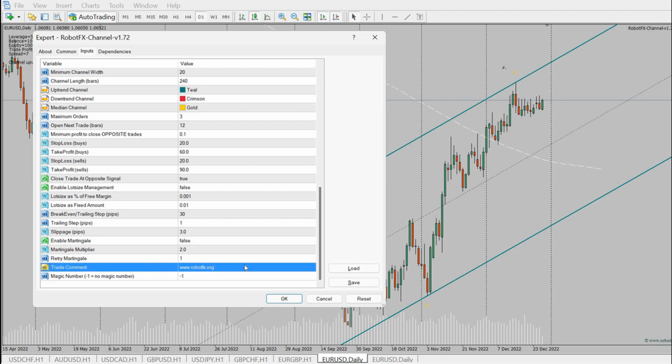The trade comment, again, is self-explanatory. It is the comment that can be used to monitor trades opened by this expert advisor.